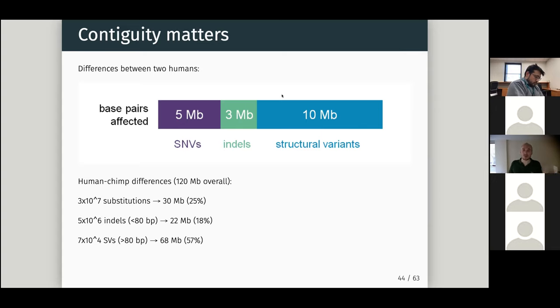That's why structural variation is sometimes considered the hidden variation that is probably associated also with human disorders that are still not characterized. If we zoom out a bit and look at the difference between a human and the chimp, we're talking about 120 megabases overall, and we see the same pattern where the structural variants are, in terms of bases, overwhelmingly affected with respect to the single SNPs.